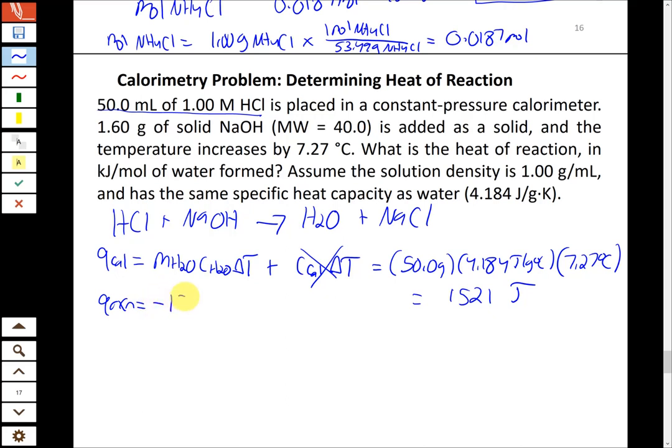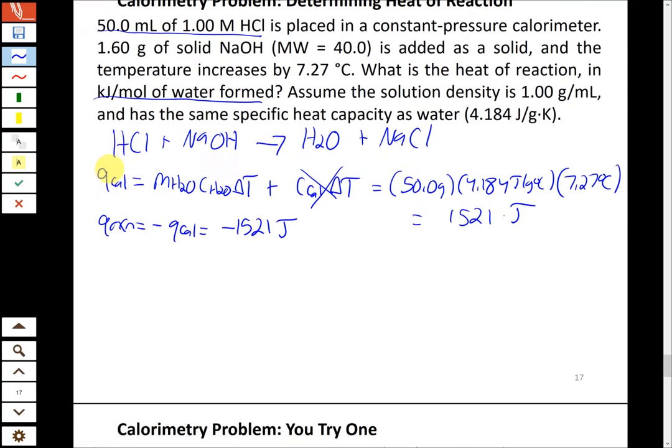is the negative of that. Let me write it out more explicitly. Negative heat for the calorimeter, which is negative 1521. All right, because again, the heat that is lost or gained from the reaction will be gained or lost by the water. So if our heat for the calorimeter, heat for the water is 1521, heat for reaction is minus 1521. But that's for this specific scale. We're looking for the delta H in kilojoules per mole of water formed.